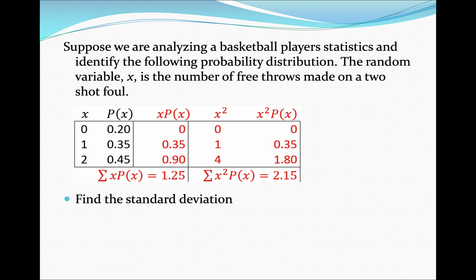Standard deviation. So standard deviation is always just nothing more than the square root of the variance. So we already calculated the variance. So in this case, it's just the square root of that. So of course your standard deviation is 0.766. So given a probability distribution, this is one of the things you got to be able to do.